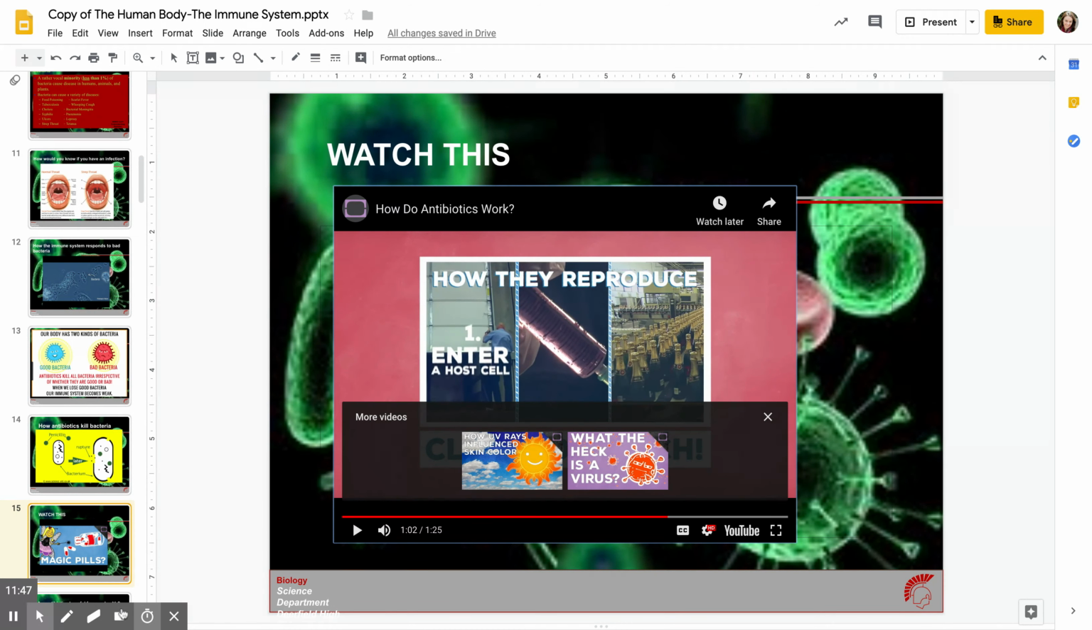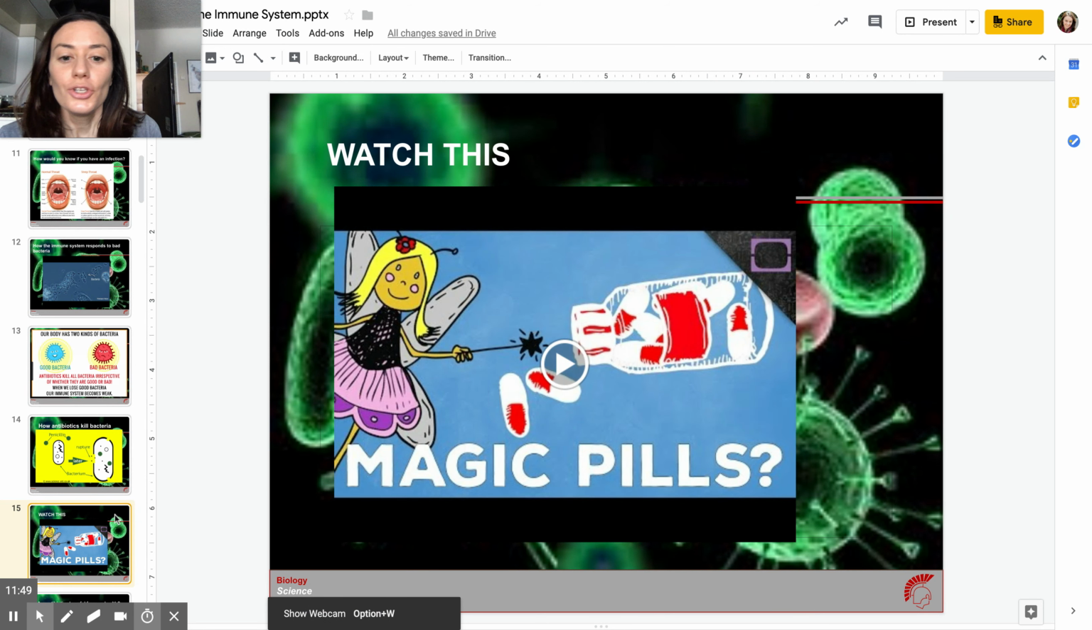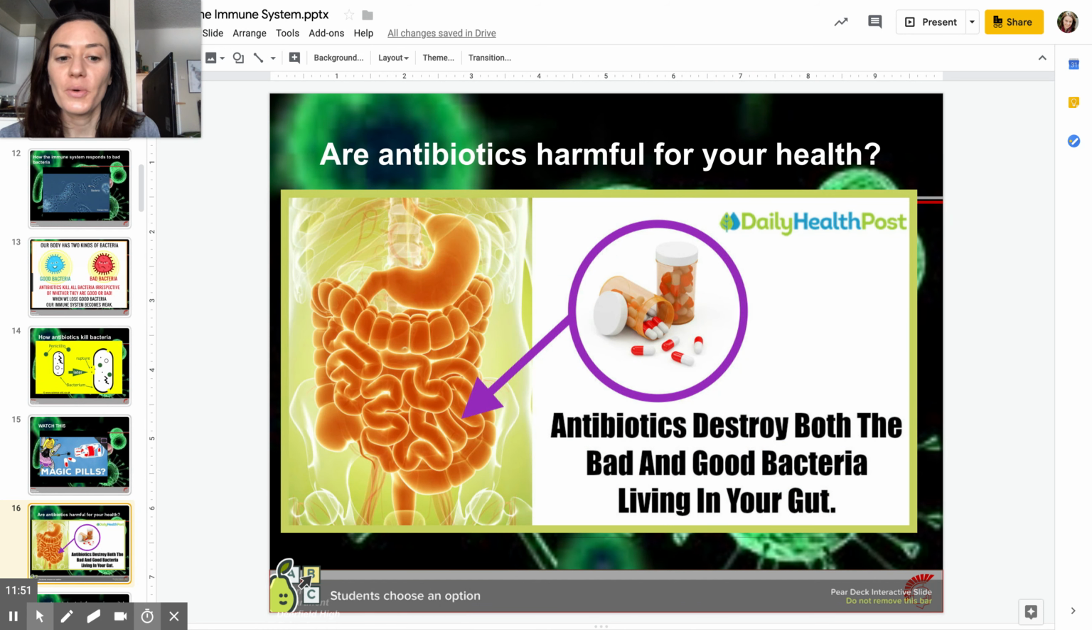Okay. So something super important to know is that when you take antibiotics and you have a viral infection, like a flu or something like that, it's not going to help you. A lot of the time you go to the doctor, they're going to give you antibiotics, but you don't actually have a bacterial infection. So what is it going to do to your body?